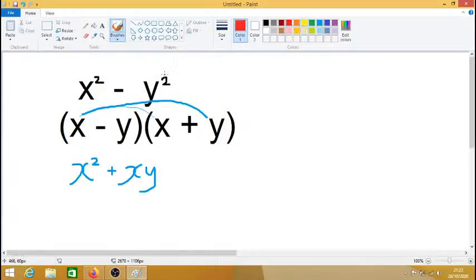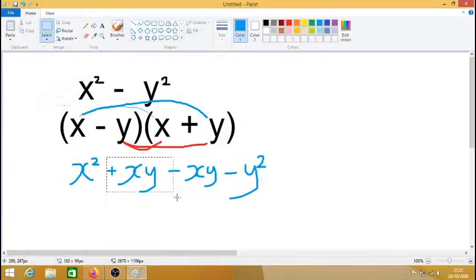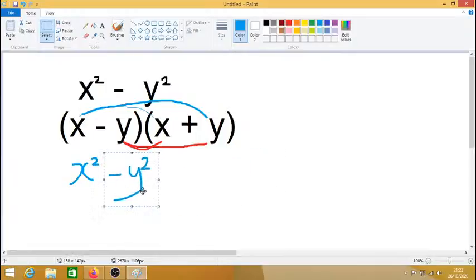And then you've got y times the x, but that's a minus y times the x, so that's going to be minus xy. And then finally the minus y times the y, and that's your minus y squared. Notice in the middle you've got xy, take away xy, well that's just going to make nothing, so you can get rid of those two, and you're just left with x squared minus y squared, which is what we wanted.